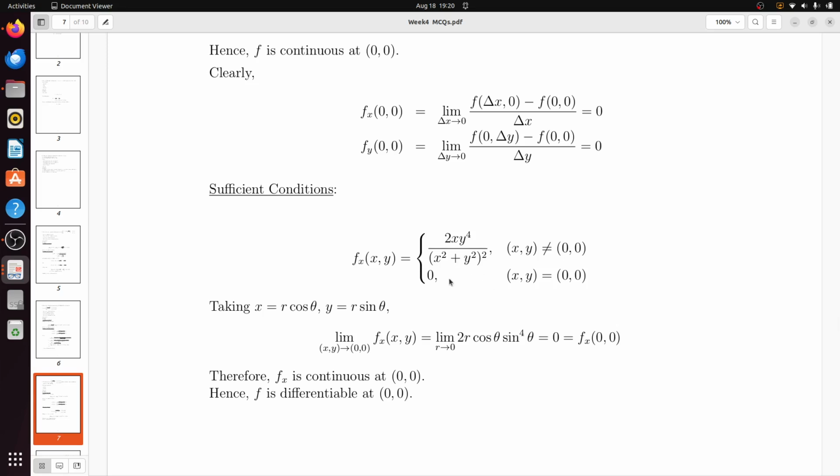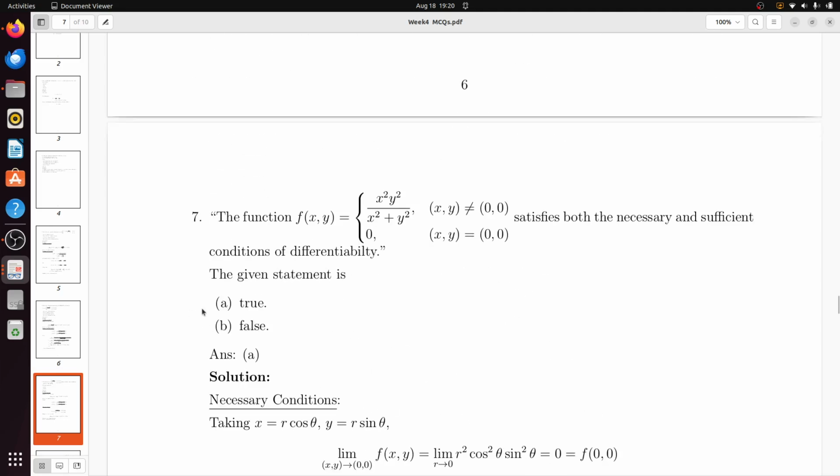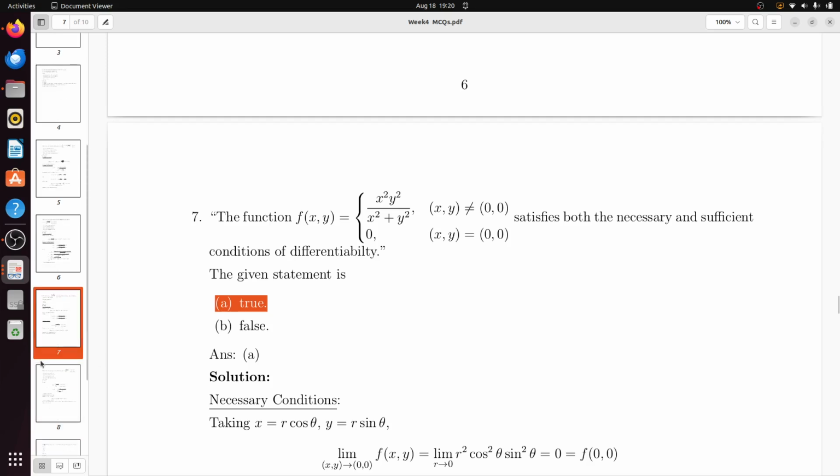Now you need to check the continuity of this. Once again, whenever you have this type of thing, you just use polar coordinates, x equal to r cos theta, y equal to r sin theta. If you put them in, the limit as r tends to 0 of 2r cos theta sin 4 theta equals 0, which equals fx(0,0). Therefore fx is continuous at (0,0). Hence f is differentiable at (0,0). So the given statement is true, because it satisfies both necessary and sufficient conditions of differentiability.